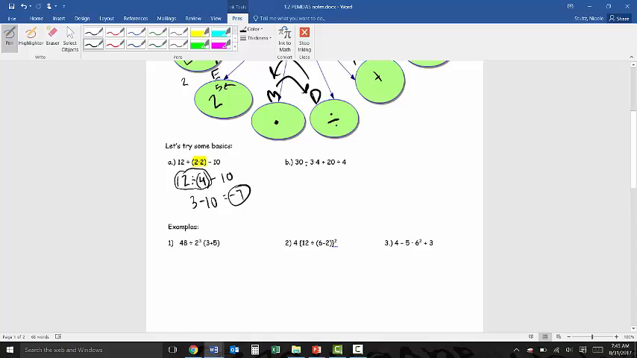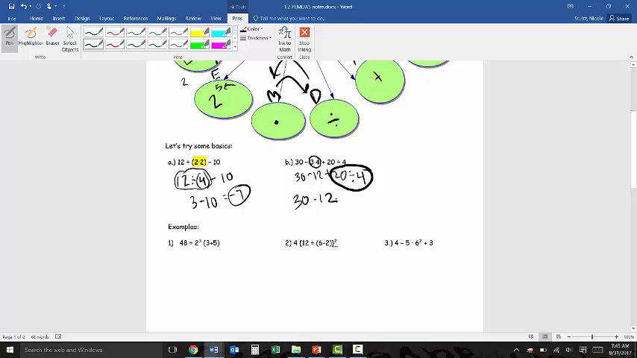Next problem, I see subtraction, multiplication, addition, division. So in this case, we're going to do multiplication first. And that's going to be 12. And everything else is going to come along for the ride. So division is going to be my next step.